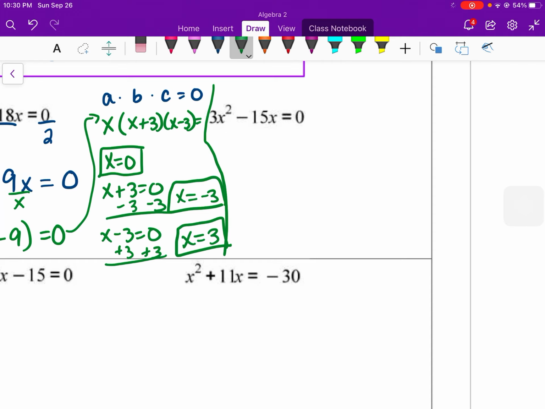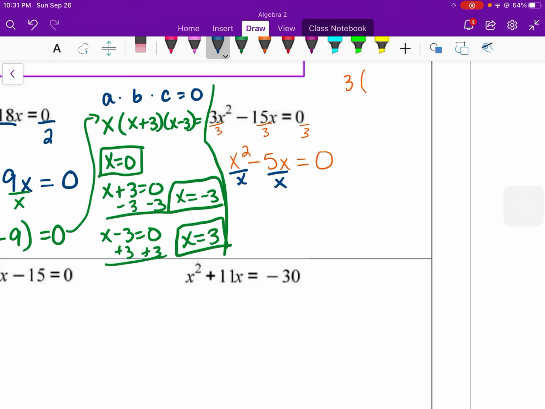3x squared minus 15x equals 0. So right away I notice I can divide everything by 3. If I was factoring it, I want to make sure to put the 3 in my answer. But when I'm solving, I can divide by 3 and just get rid of it. So I get x squared minus 5x equals 0. Then I can take out an x.